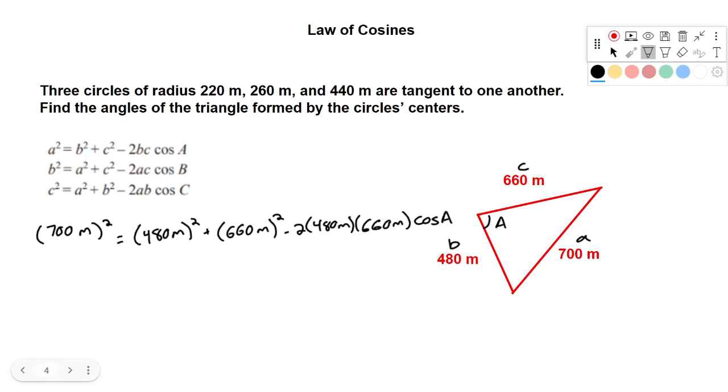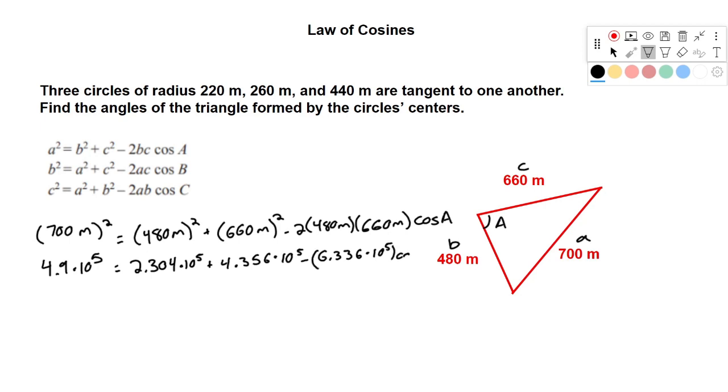So if we do 700 squared, it's going to be 4.9 times 10 to the 5th. 480 squared is going to give us 2.304 times 10 to the 5th. 660 squared is going to give us 4.356 times 10 to the 5th. 2 times 480 times 660 will be a minus 6.336 times 10 to the fifth cosine A.